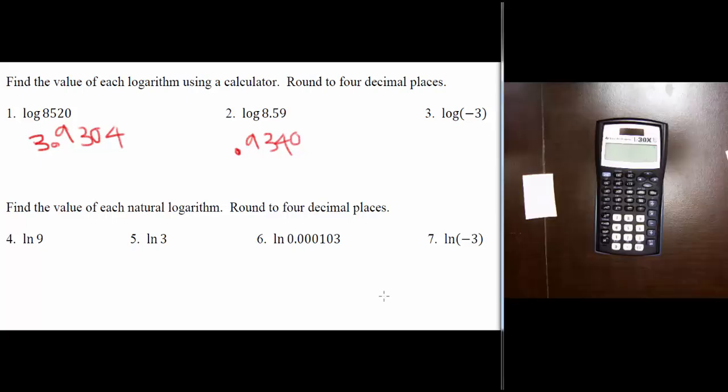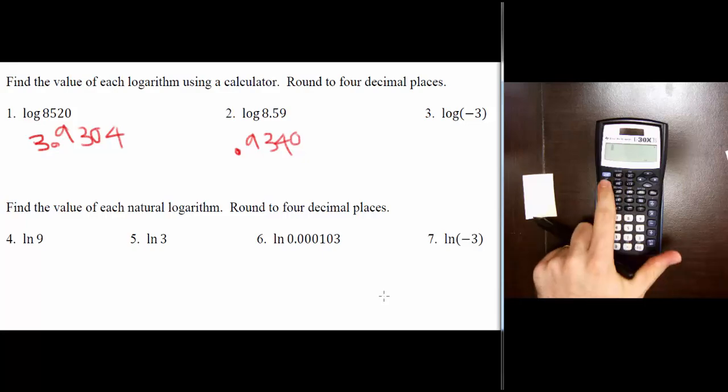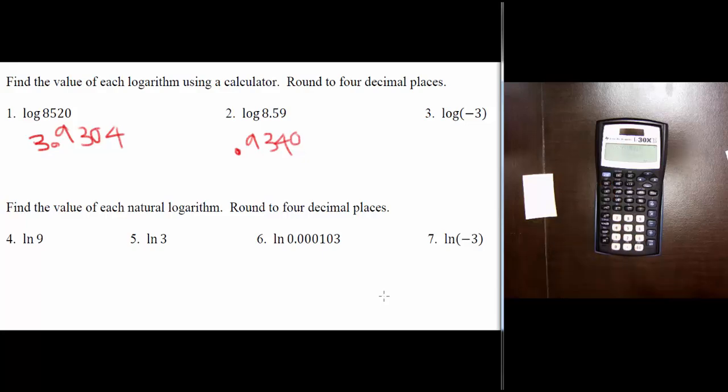And then we have the logarithm of -3, but we can't take the logarithm of a negative. It's undefined, and our calculator actually tells us that. It says domain error, so that means that we can't do it. So I'm going to write undefined.